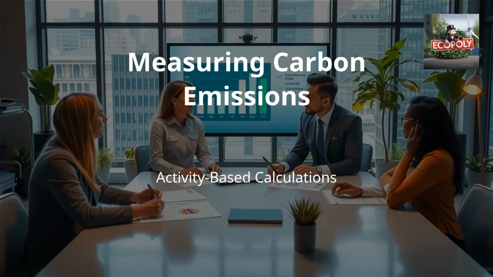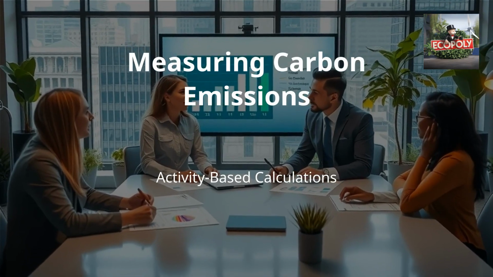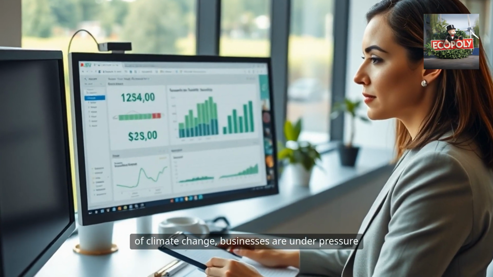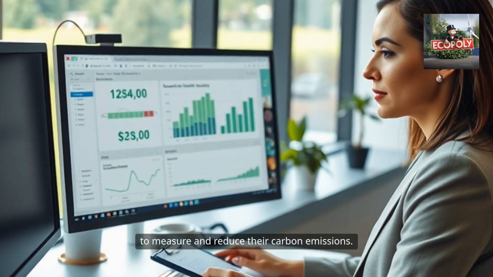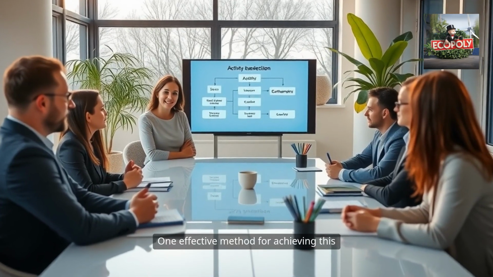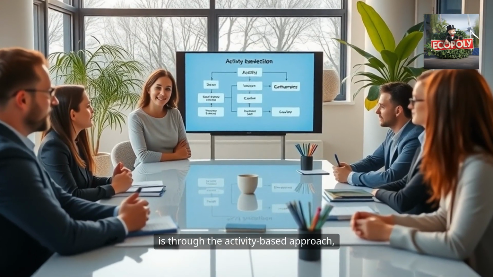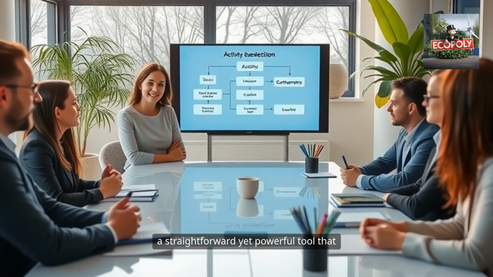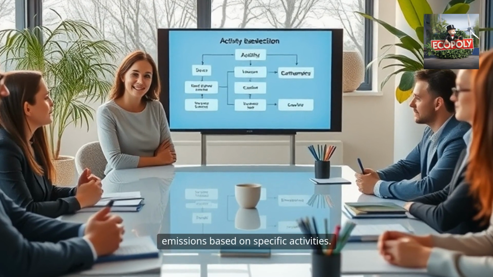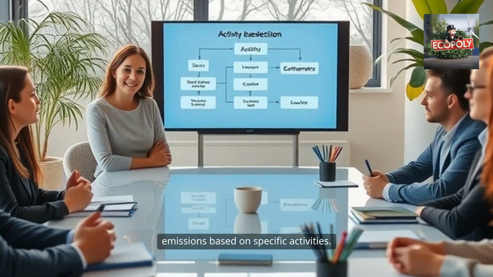Measuring carbon emissions, activity-based calculations. In a world increasingly aware of the impacts of climate change, businesses are under pressure to measure and reduce their carbon emissions. One effective method for achieving this is through the activity-based approach, a straightforward yet powerful tool that allows organizations to quantify their emissions based on specific activities.